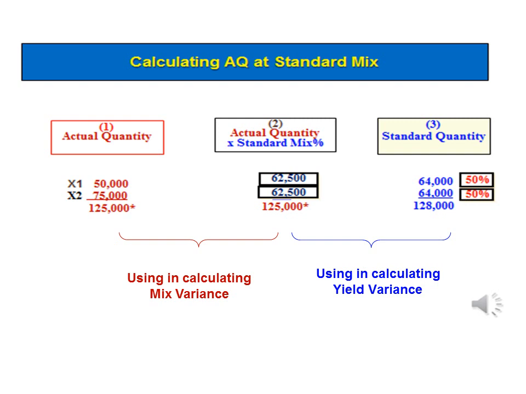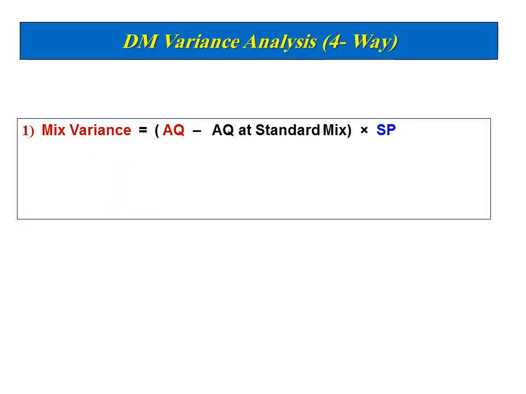And the difference between 2 and 3, I mean actual quantity at standard mix and standard quantity, the difference between the two amounts, I mean, is used in calculating yield variance. Okay, now I am ready to calculate mix variance and yield variance.